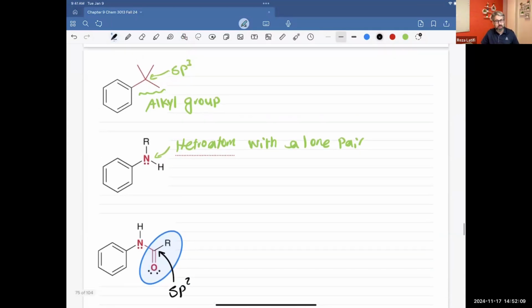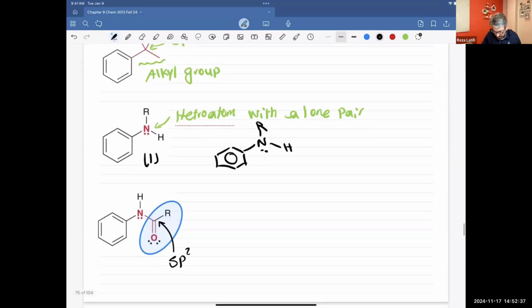So now let's order them. If you have a heteroatom with a lone pair sitting on it, regardless of how many R groups or hydrogen atoms are attached to it, that's going to be a strong electron donating group. So this one will be number 1. Now, what's the difference between number 1 and, let's say, the third one, which I'm going to call number 2 here? The difference between them: we do have a nitrogen with a lone pair, and instead of R, we have hydrogen.